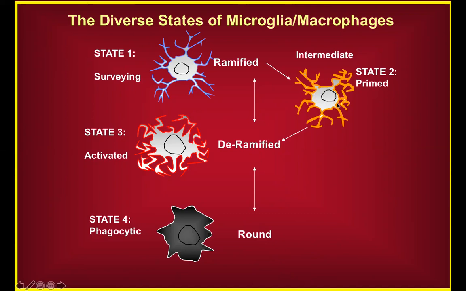And you will definitely see that the more you read the literature, depending on the context, but certainly this other sort of state that you see. And it may just be an intermediate state that you catch the cell in between, going from a ramified to deramified or going back.